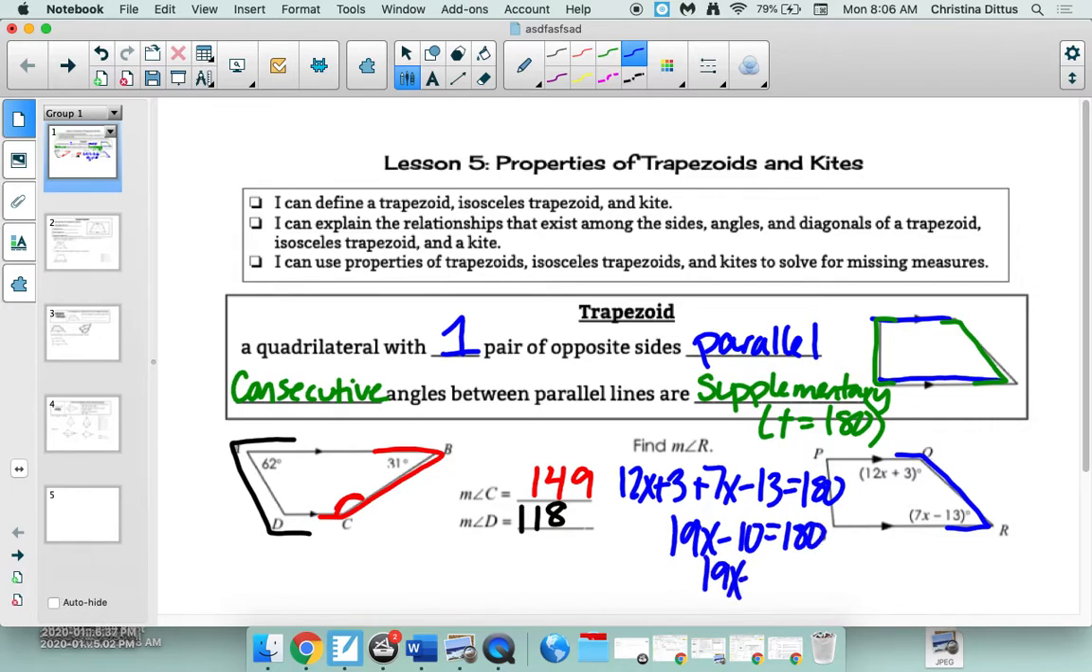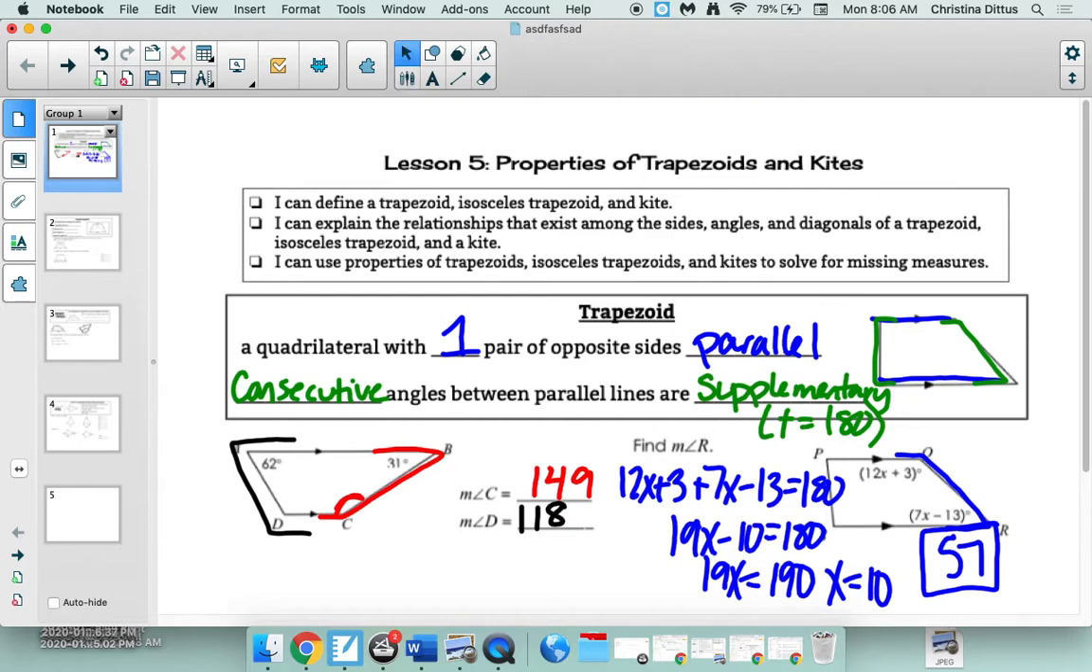Add your 10. How big is x? 10. It asks to find how big angle R is, so what do I gotta do? Plug it in. 7 times 10 minus 13, 57? Questions with trapezoids?